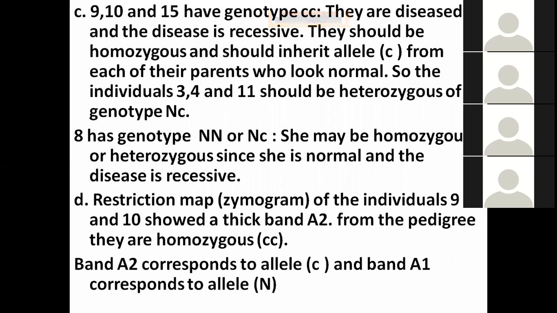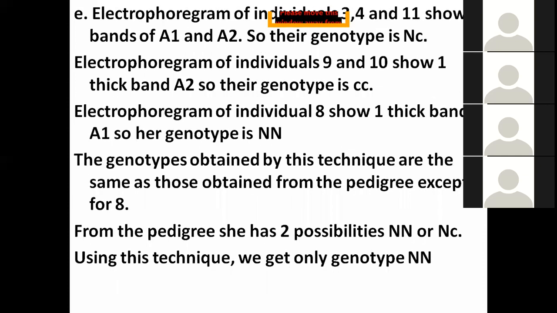For D, this restriction map, or electrophoregram, of individuals 9 and 10 shows one thick band. A thick band means they are homozygous, having two identical alleles, in this case cc, while band A2 corresponds to the allele c and band A1 corresponds to the allele N, the normal. Part E: the electrophoregram of individuals 3, 4, and 11 shows two bands, A1 and A2, so their genotype is Nc, heterozygous. Individuals 9 and 10 show one thick band, so their genotype is cc. Individual 8 shows one thick band of A1, so 100% individual 8 is NN.